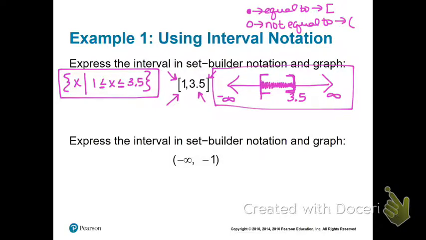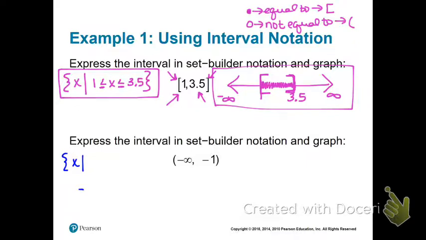So let's try it with the next one. It says express in set builder notation and graph. So let's do our set builder notation. It's going to be the set of all x's such that. Now, because this one has an infinity, I'm going to do a little scratch work underneath here and then move my final answer in there.